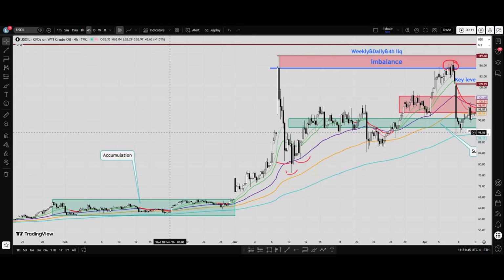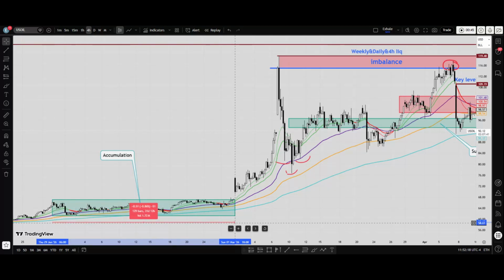Today I'm going to analyze the oil chart for you as you see it in front of you right now. Oil has been accumulating for a very long time, starting in 2026. Since the 29th of January 2026, we've been ranging in an accumulation zone. If you measure it from here to there, that's almost a month, a month and a day, 12 hours of accumulation.